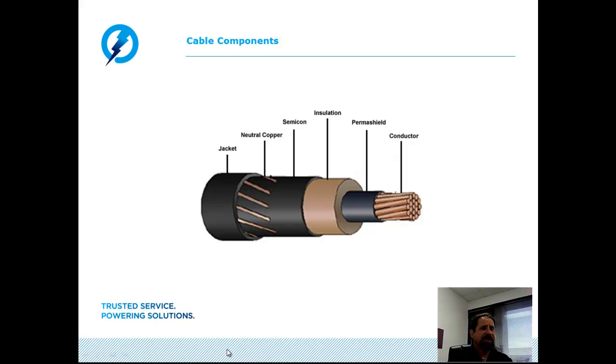Before moving into and discussing cable fault locating and the various techniques associated with it, perhaps a good place to start is by first examining cables, and particularly the cable components.